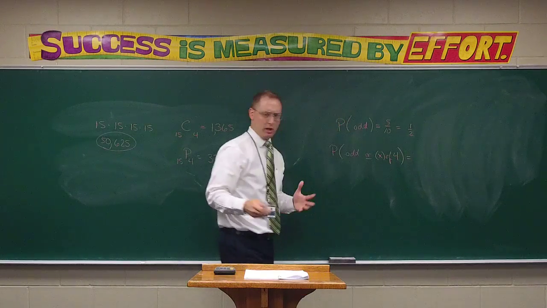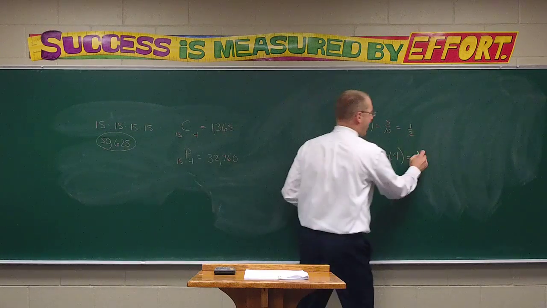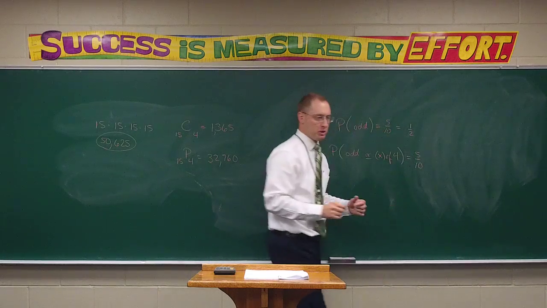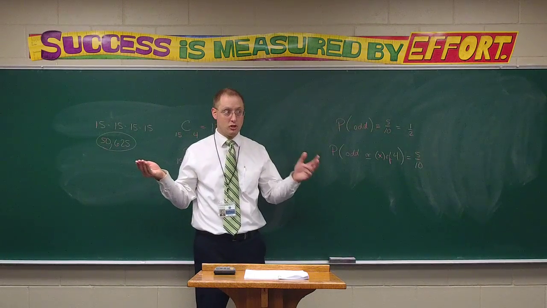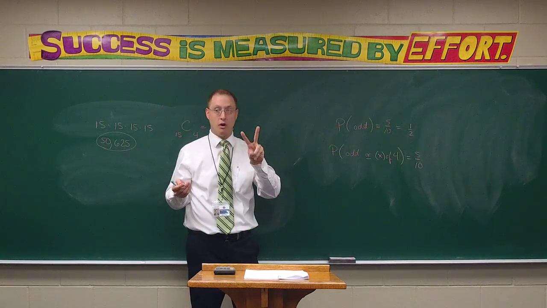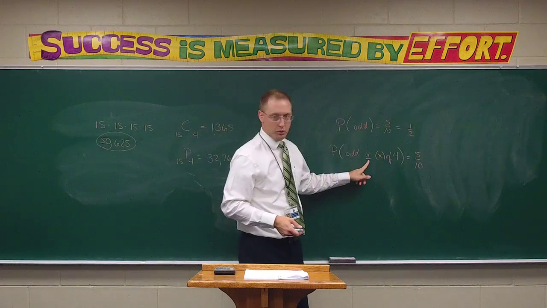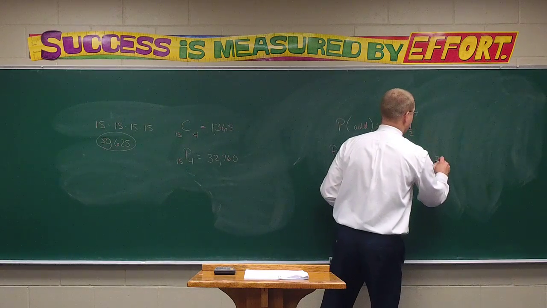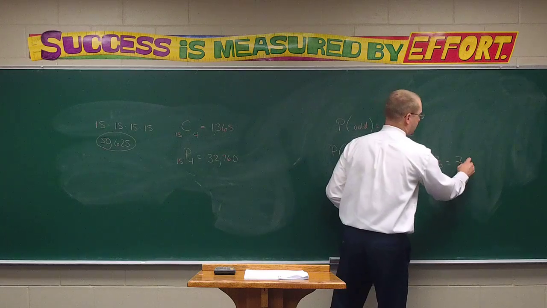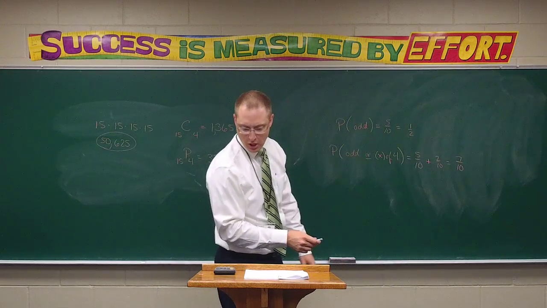What's the probability that someone picks an odd number or a multiple of 4? Well, how many odd numbers are there? 5 out of 10, right? How many multiples of 4 are there between 1 and 10? 2. What are the 2 multiples of 4? 4 and 8. It says or. What do we do? Add. We're going to add the 2 to 10 to get 7 to 10 for our probability here.